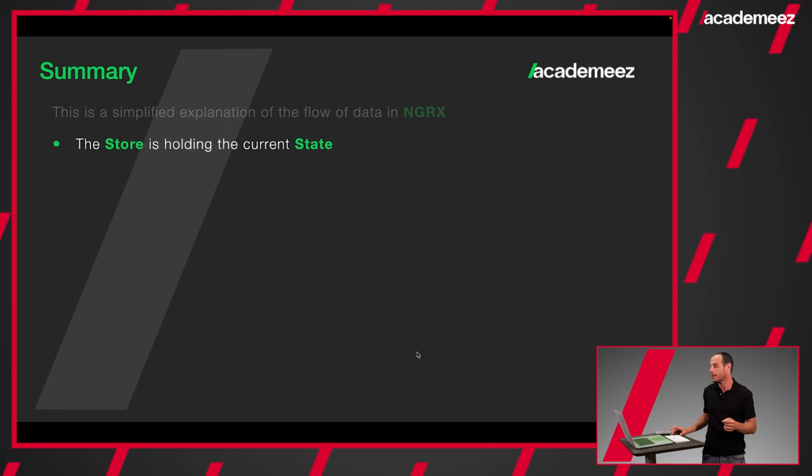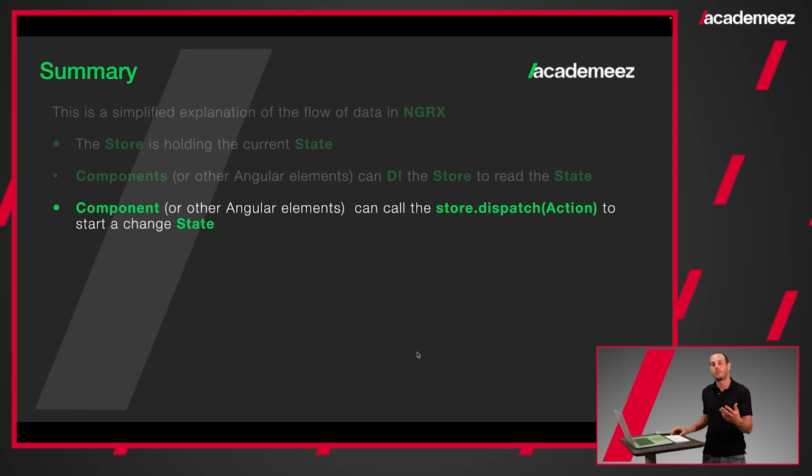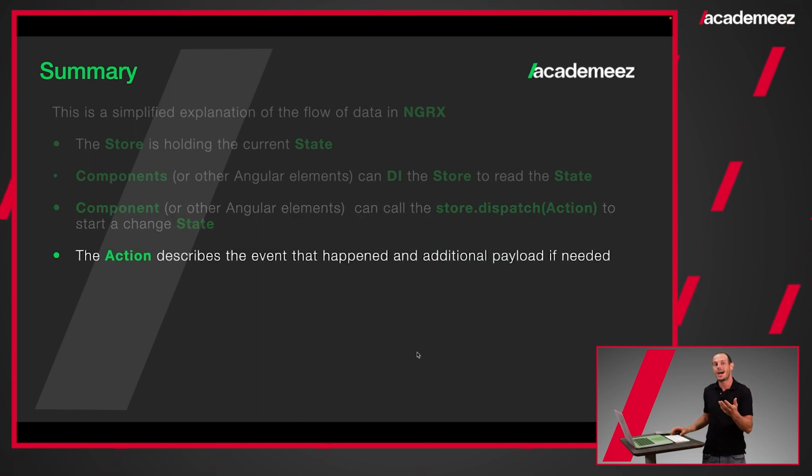The store is holding the current state. A component can dependency inject the store service. This is a single instance of a service, a singleton, to read the state. And when I inject the store service, I can also call the store dispatch to change the state. I pass the store dispatch an action, which is a description of how I want to change the state, the description of the action that happened that will start a change state process. The action describes the event that happened and additional payload.